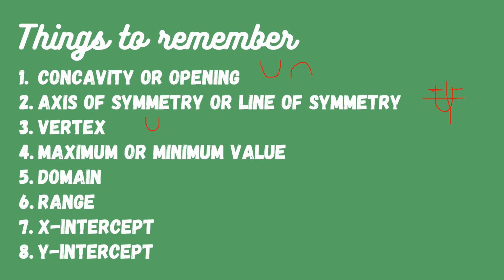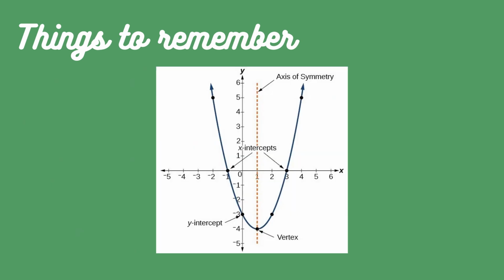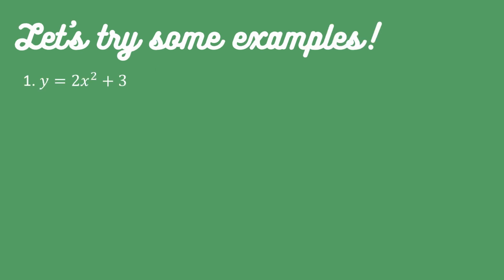Vertex, ito po yung nandito. Maximum or minimum value is the same as the vertex. Domain, range, x-intercept, and y-intercept would depend on the given equation. So here is a visual representation of the things that we need to remember. So now let's try some examples.